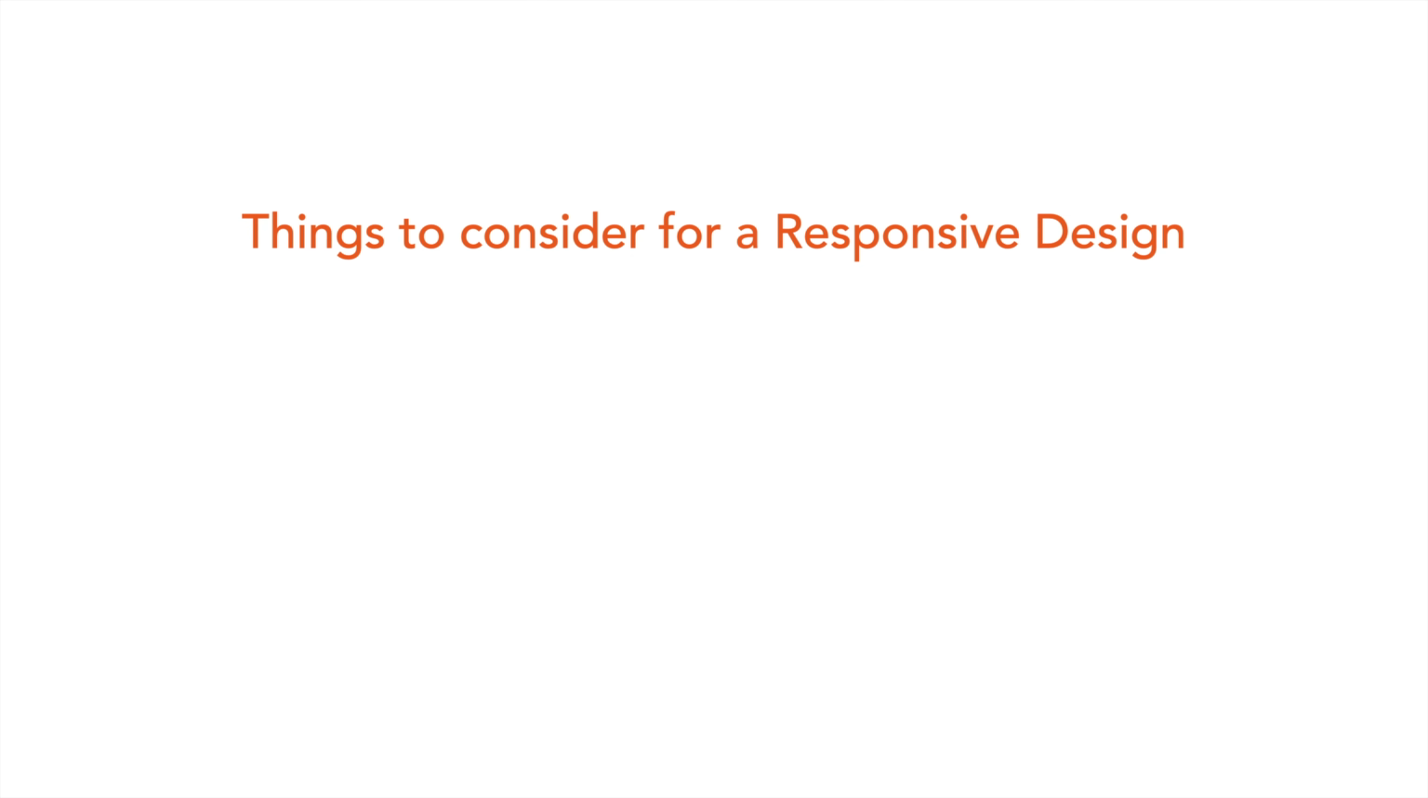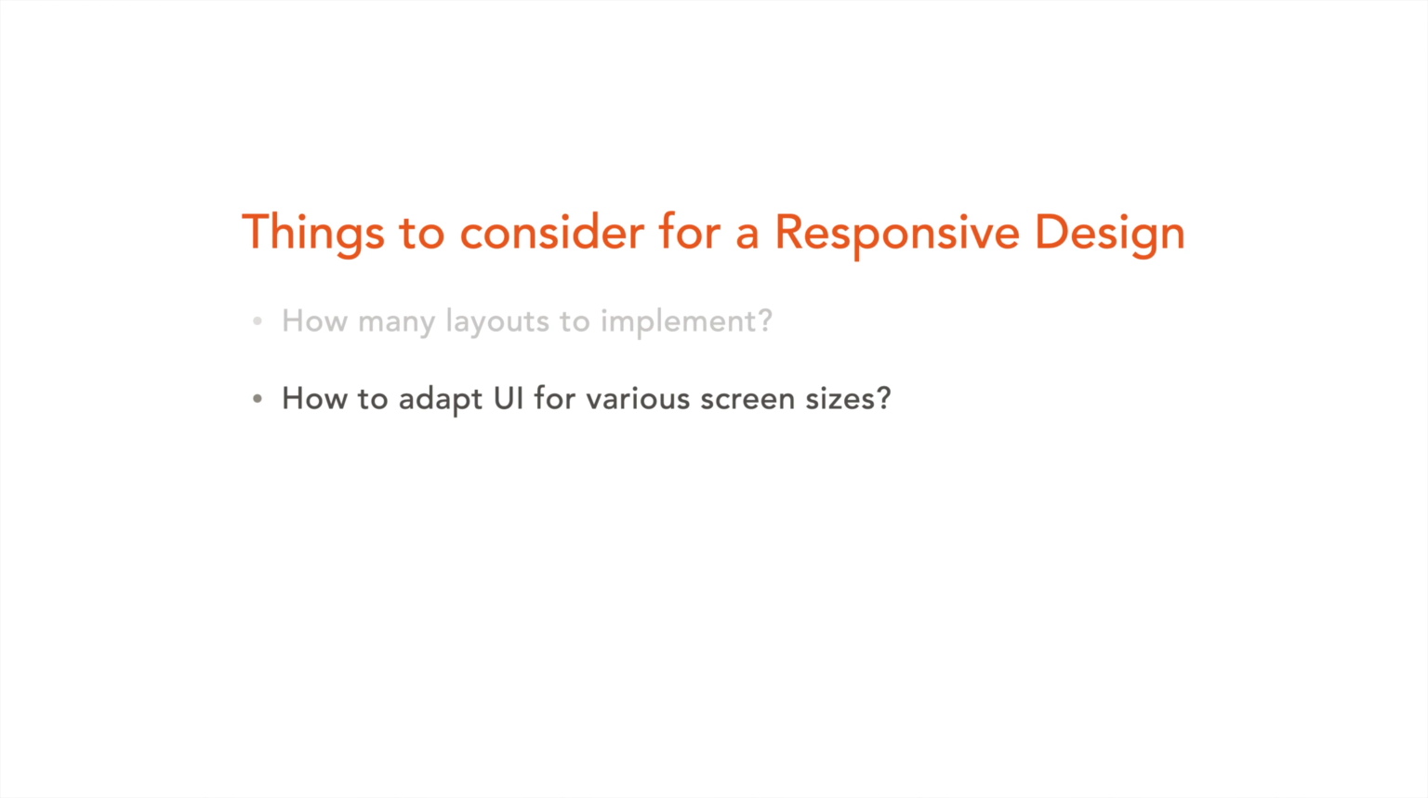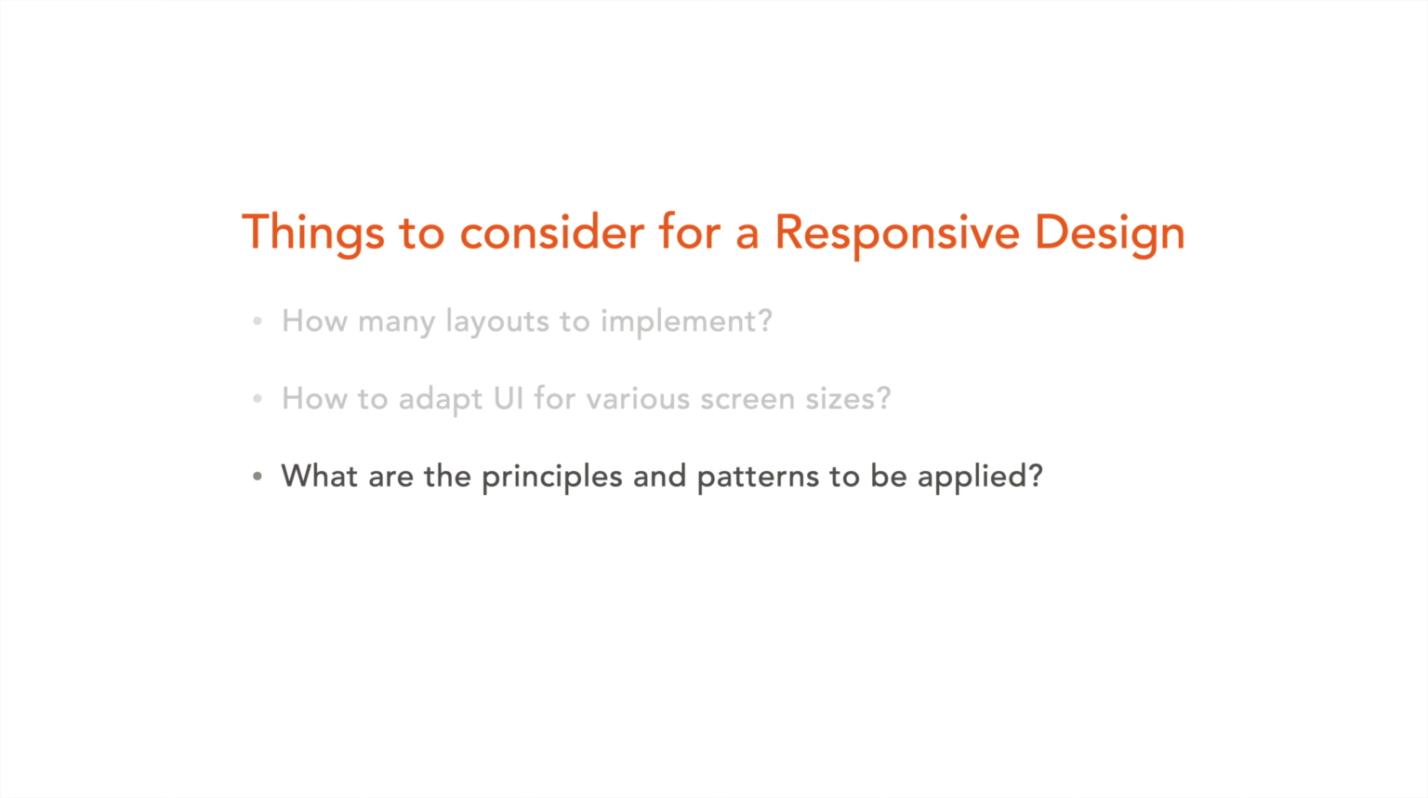So what are the important things to consider to implement a responsive design? Number one is how many layouts you are going to implement, and then how to adapt our UI structure and the UI components for various screen sizes, and what are some of the principles and patterns that you can apply so that it makes your life easier when you are dealing with a responsive design.